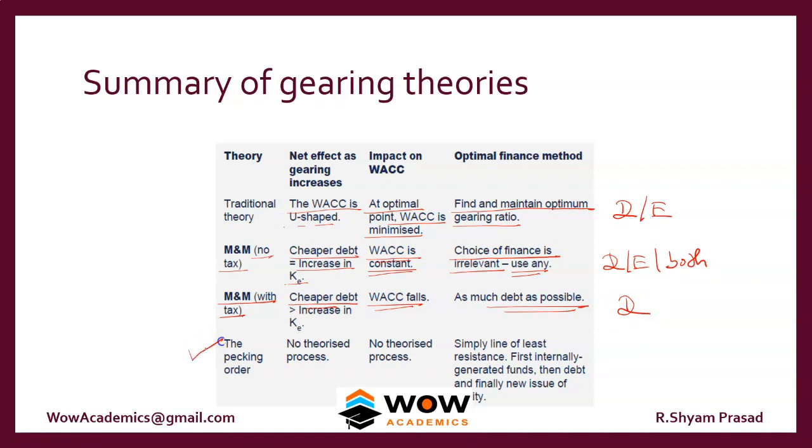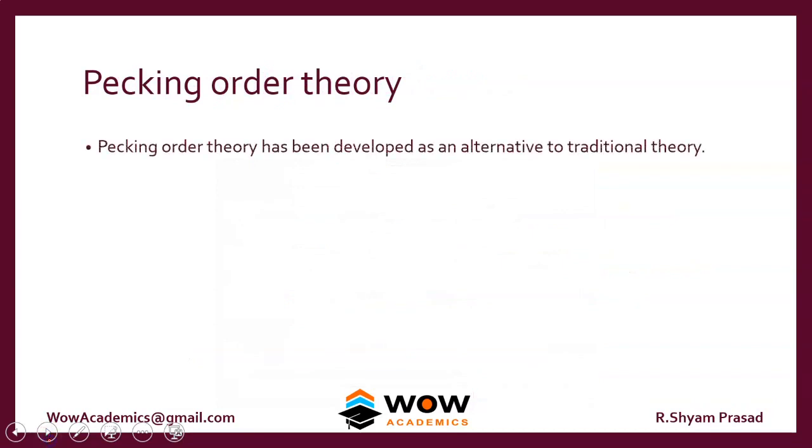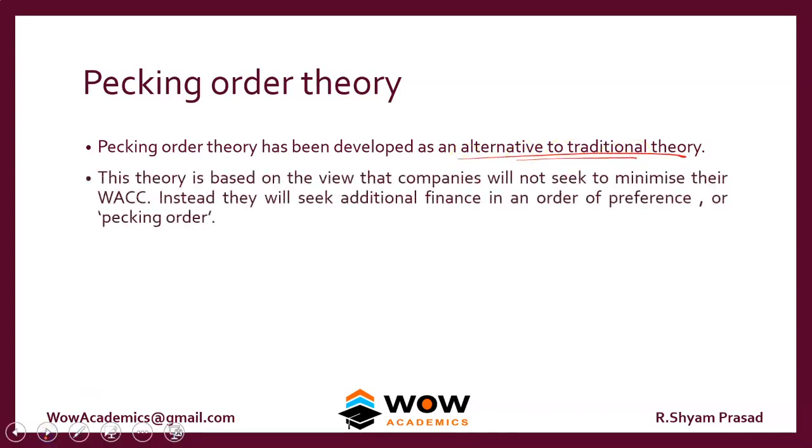That is the fourth kind of theory, which is very different and also very sensible. So we'll move on to that theory, pecking order theory. Pecking order theory has been developed as an alternative to traditional theory. This theory is based on the view that companies will not seek to minimize their WACC. It's not that the job of a company is not to minimize the WACC, but what they do is they try to finance any project based upon preference.